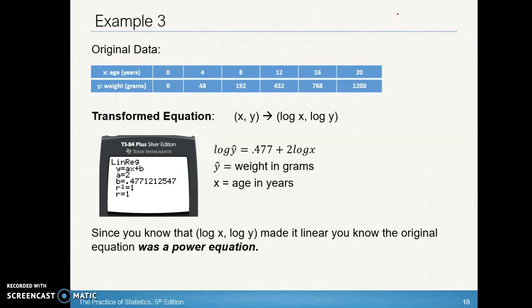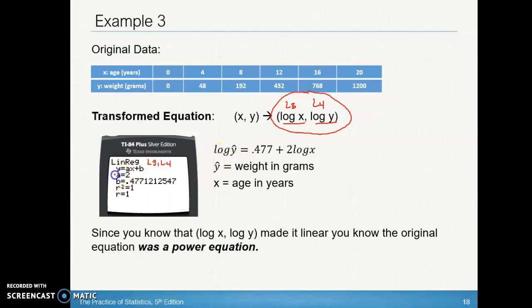All right, so now let's just take a look at this for a second. How do we write our equation? So when you get your regression equation, remember we're going to do list 3, comma list 4, because log of X and log of Y, this was list 3 and this is list 4, made our graph linear. So we have to use list 3 and list 4 to get my regression equation.